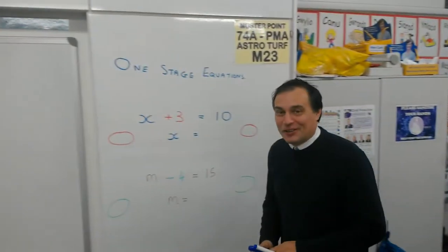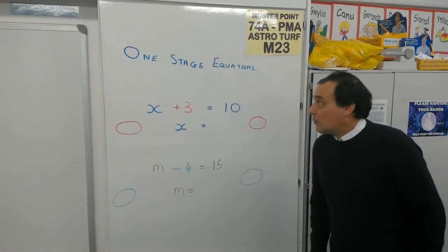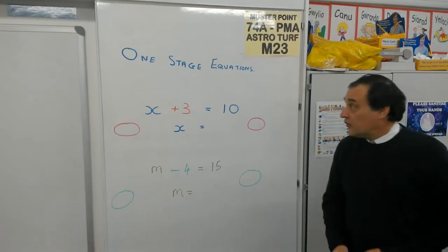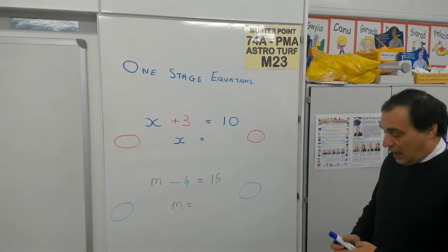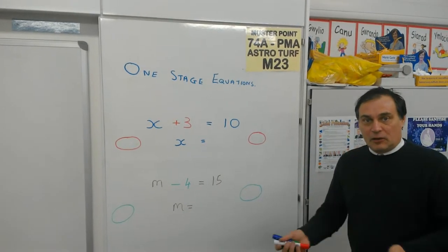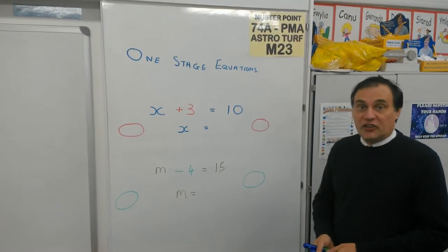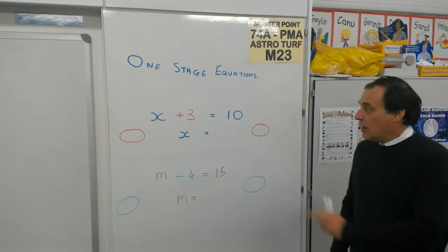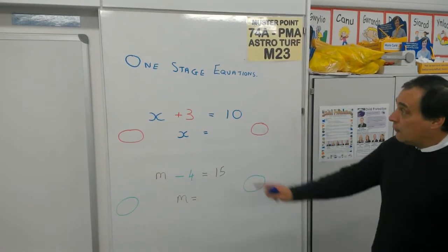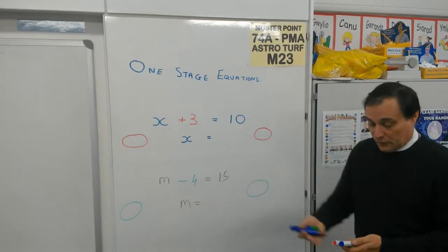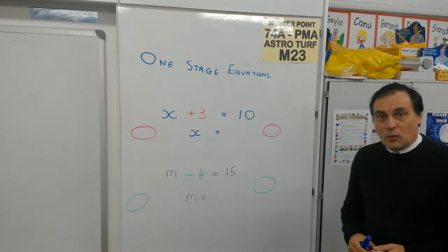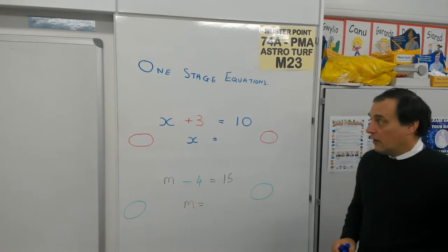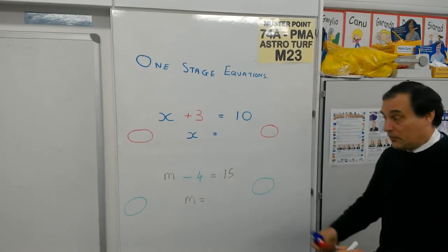Good morning, everybody. Today what we're going to be doing is one-stage equations using adding and taking away. Now, the way we solve these is by something called inverses. Inverse means you do the opposite if you've got an equation. So, if we've got the equation x plus 3, I've written it in red, what we've got to do is take away 3 from both sides to solve it, because taking away is the opposite to plus.